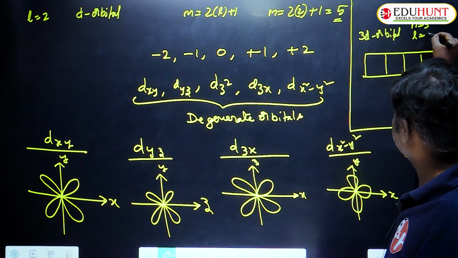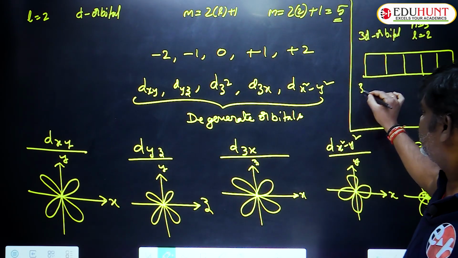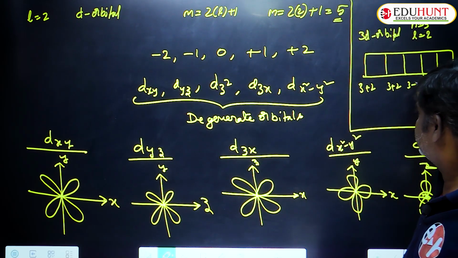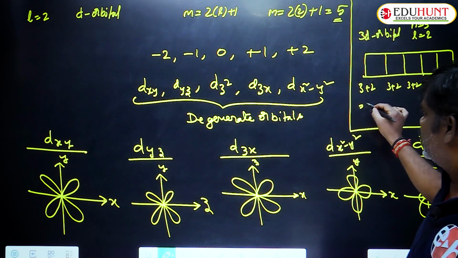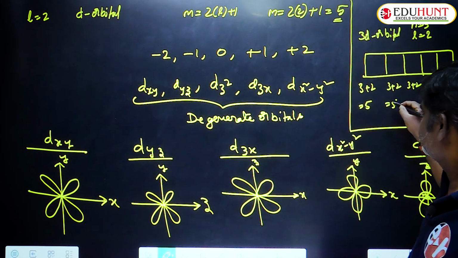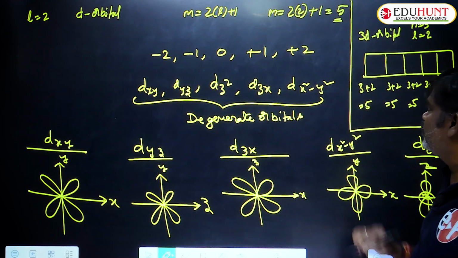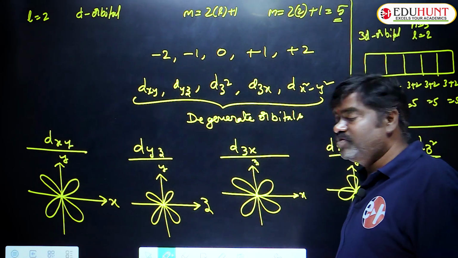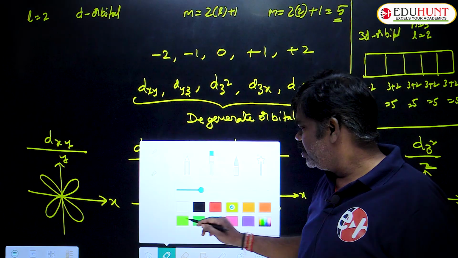For the d orbital, l is equal to 2. So for each of these, n plus l is 3 plus 2, and all have the value 5. All are degenerate orbitals only, equal energy orbitals. If the n plus l values are equal, they are known as equal energy orbitals.